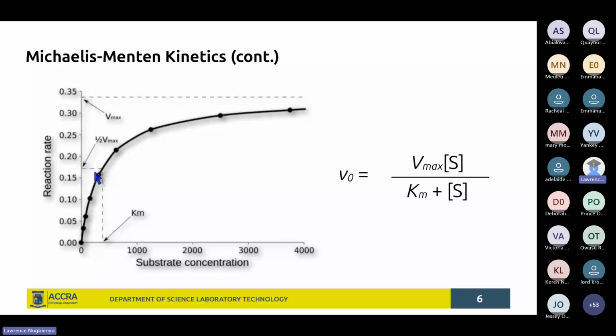So again, the Michaelis Menten constant is the substrate concentration at which half of the maximum rate of reaction is reached. And so you see these constants being used in calculations of enzymatic reactions.